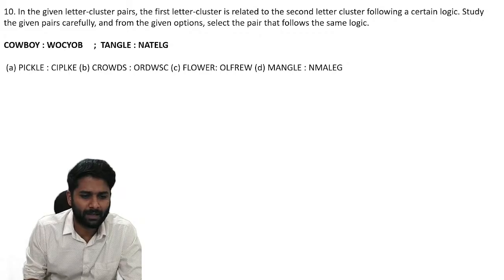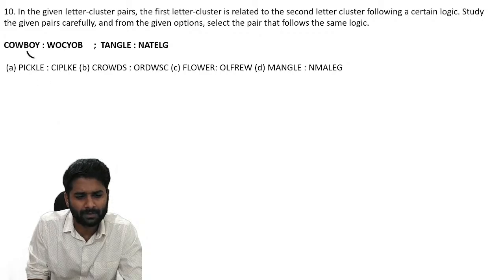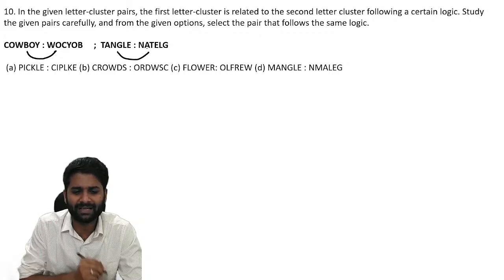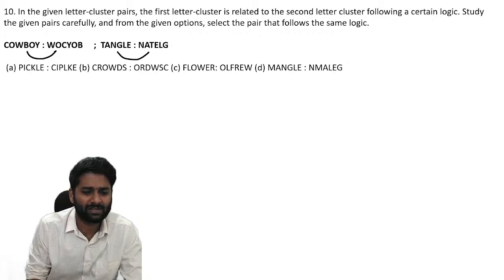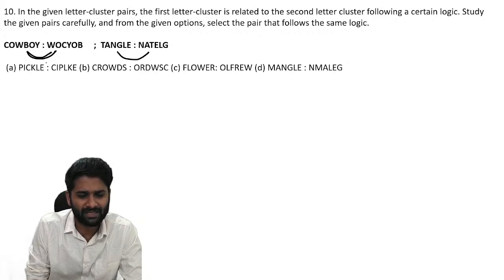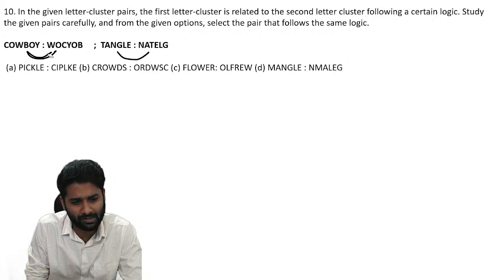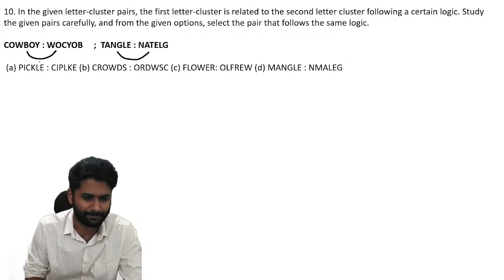Now see, it's all about relation. You have to identify how the relation goes: cowboy is represented as WOCYOB, and tangle can be represented as NATELC. So identify the relation, and one of the options also follows the same kind of relation.